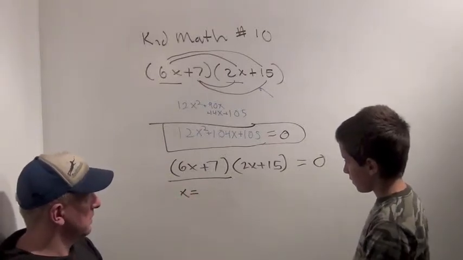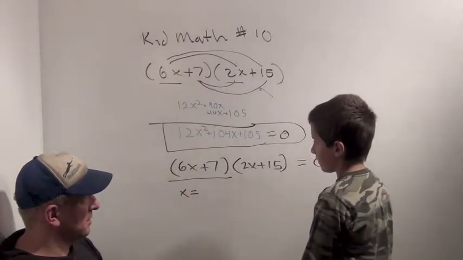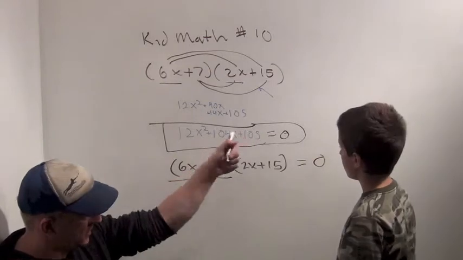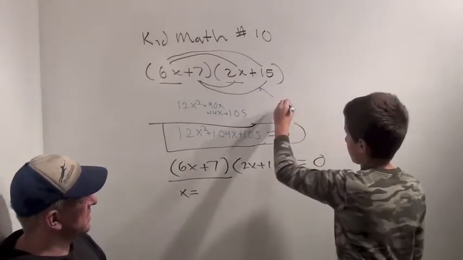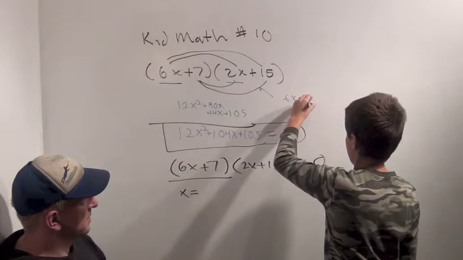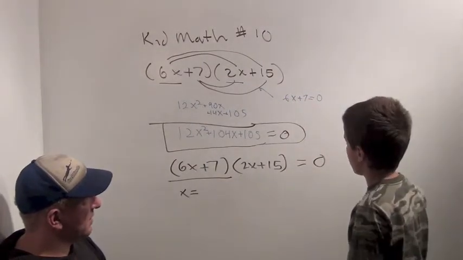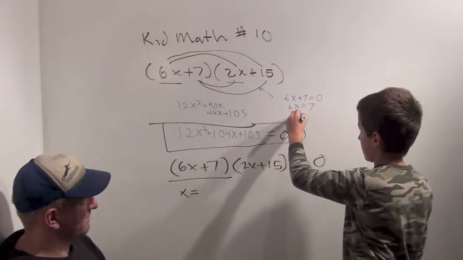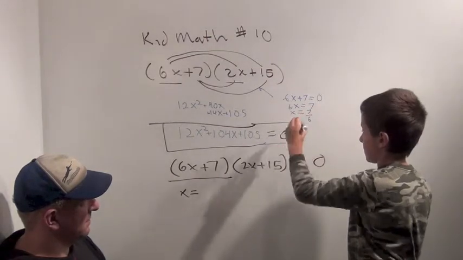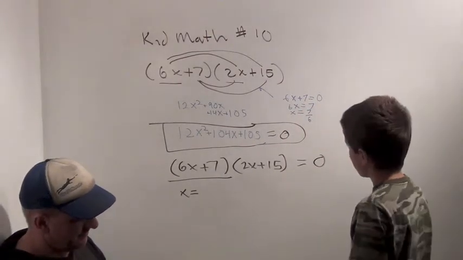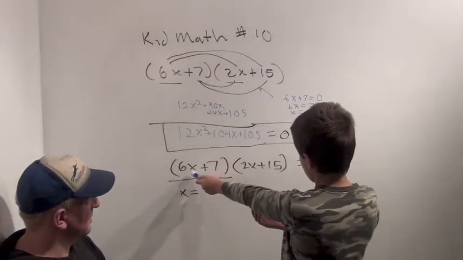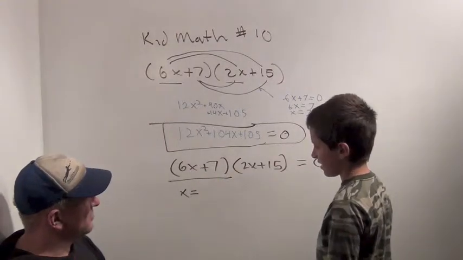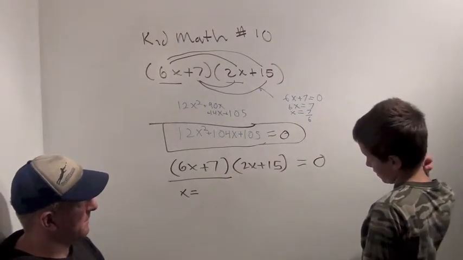X equals, well, you need 6 times something plus 7. Okay, write that out. You need 6x plus 7 equals 0. Okay, what value of x makes that equal to 0? 6x is 7, so x equals 7 sixths. Okay, plug that in for me. Let's see, so 6 times 7 sixths, that's 14. Strange. Okay, so why don't you try solving it one more time?